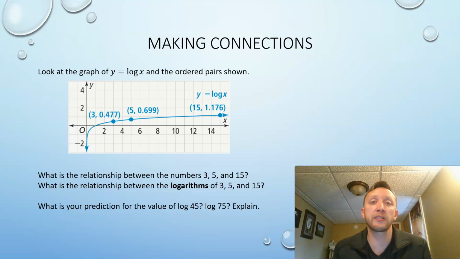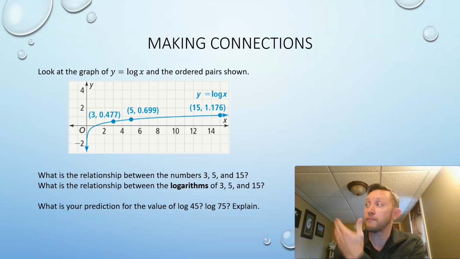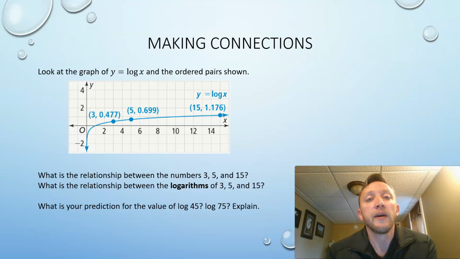Before we get started, though, instead of doing a warm-up today, I want you to see if you can make a connection here. We have this log of x graphed off to the side here, and on that graph there are 3 points. I want you to look for a relationship between the numbers 3, 5, and 15. Now, there may not be a direct relationship between just the 3 and the 5, but as a whole, I want you to look at a relationship between the 3, 5, and 15.